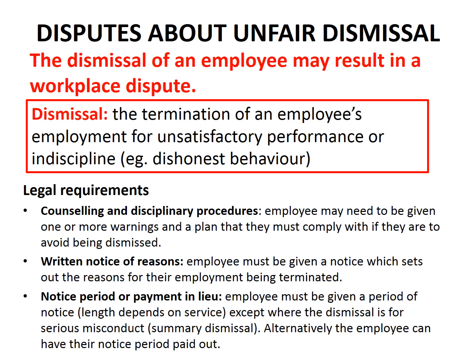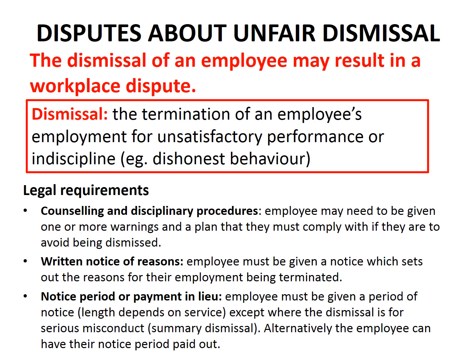The second step is that the employer must give the employee written notice which sets out the reasons for the employee's employment being terminated. And the third step is that the employer must give the employee notice of their dismissal. That is, they must be given a period after which their dismissal will take effect. The length of this period depends on how long the employee has been working for the employer.